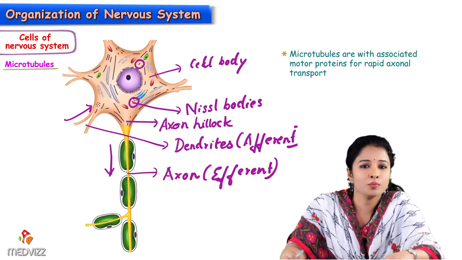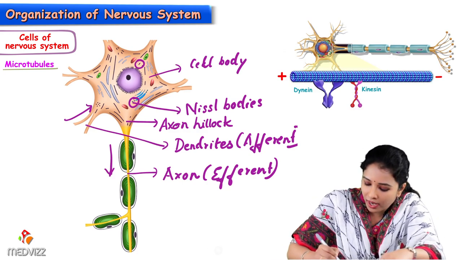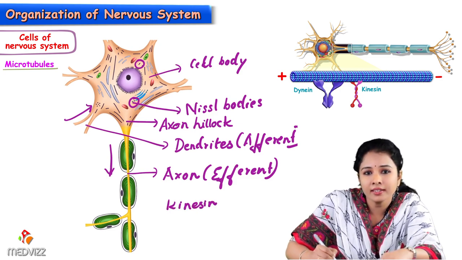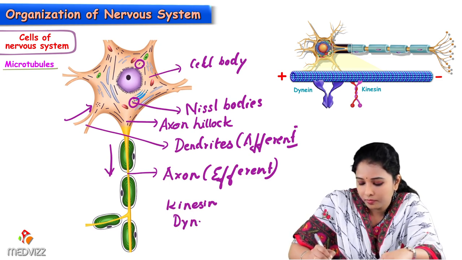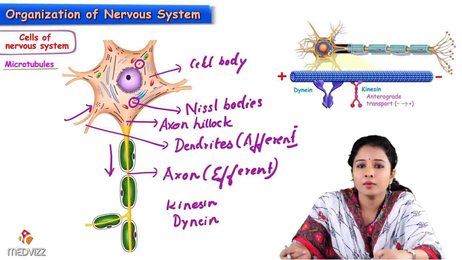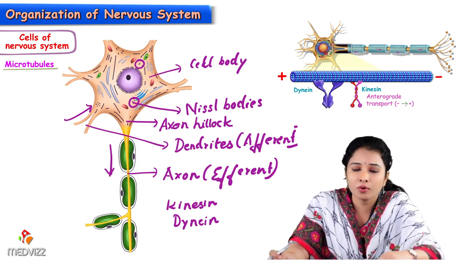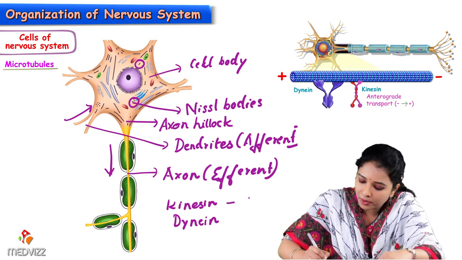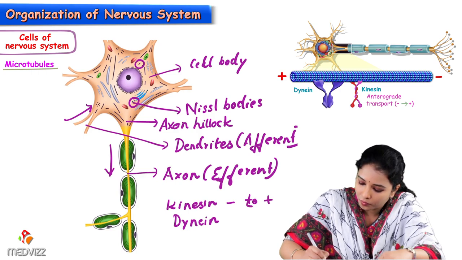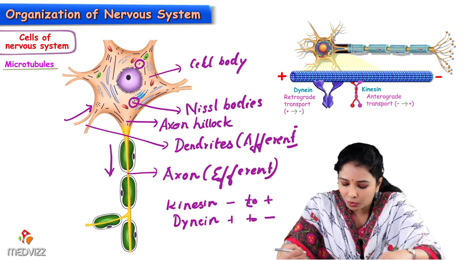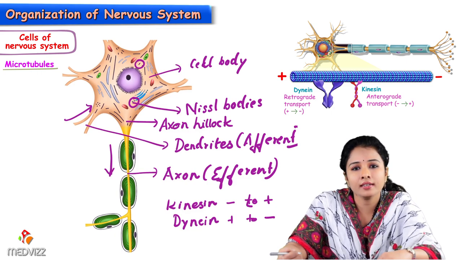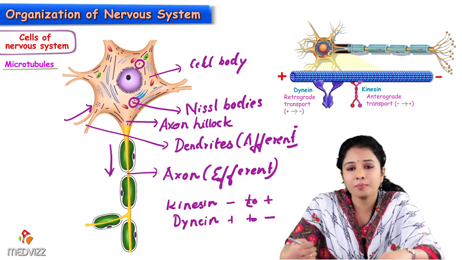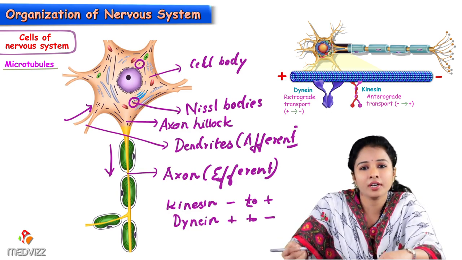Microtubules are associated with two varieties of motor proteins called kinesin and dynein. Kinesin moves from negative to positive, meaning from minus to plus, whereas dynein moves from positive to negative. So the movement from negative to positive is called anterograde transport, and the dynein movement from positive to negative is called retrograde transport.